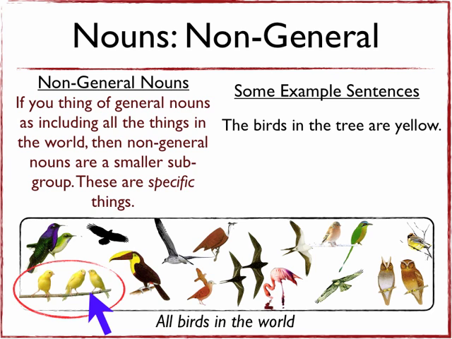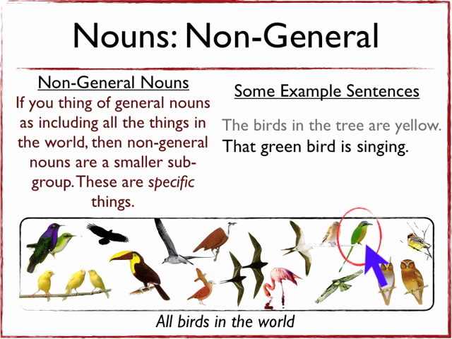The birds in the tree are yellow. So we are talking about specific birds, the ones that are in the tree. That green bird is singing. So we're talking about that green one. That is a specific one. So this is a subgroup of the larger general group of birds.